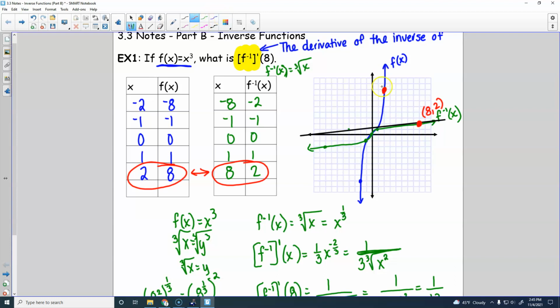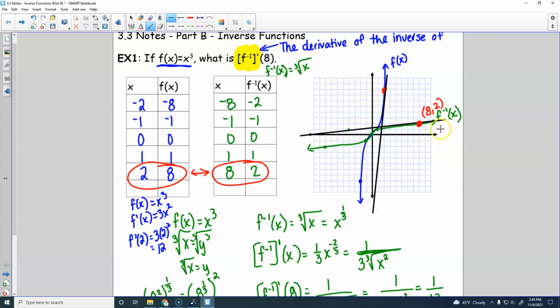Let's think about the slope of the tangent line here. So this function f of x was x to the 3rd. What's f prime of x? 3x squared. So f prime of 2 would be 3 times 2 squared, which is 12. Seems to be possibly related to the slope of the inverse, right?